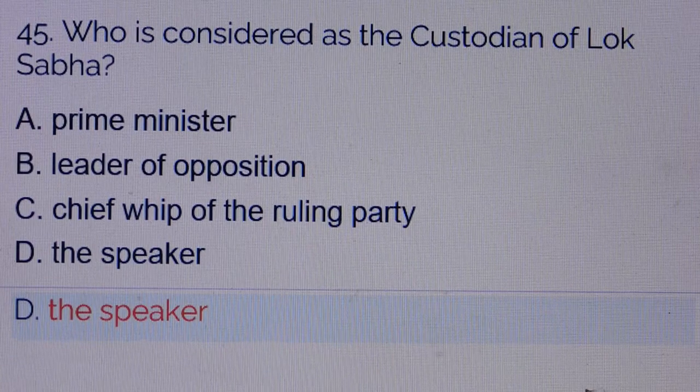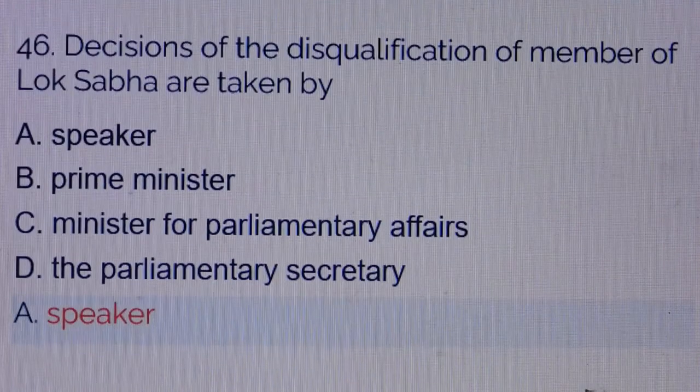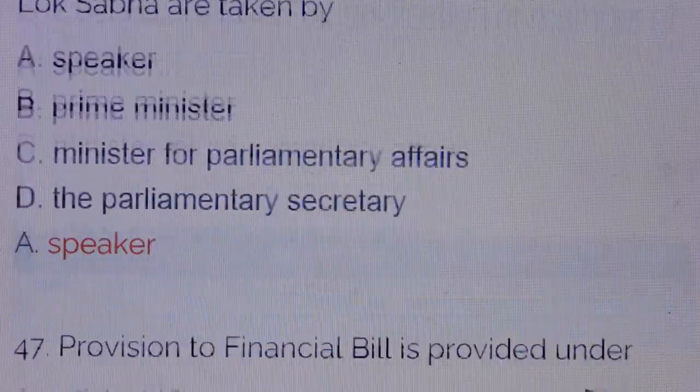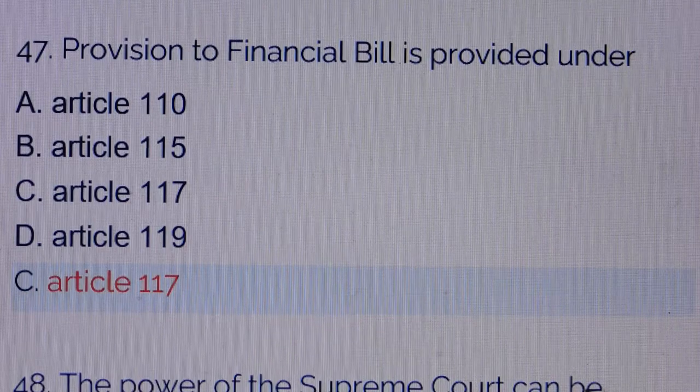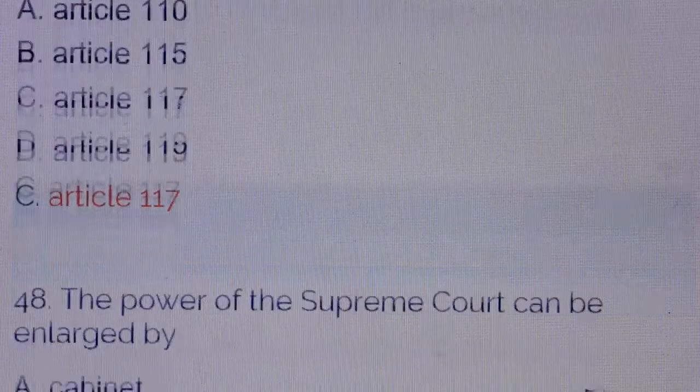Answer is option number D, the Speaker. Question number 46. Decision of the disqualification of member of Lok Sabha are taken by. Answer is option number A, Speaker. Question number 47. Provision to financial bill is provided under. Answer is option number C, Article 117.